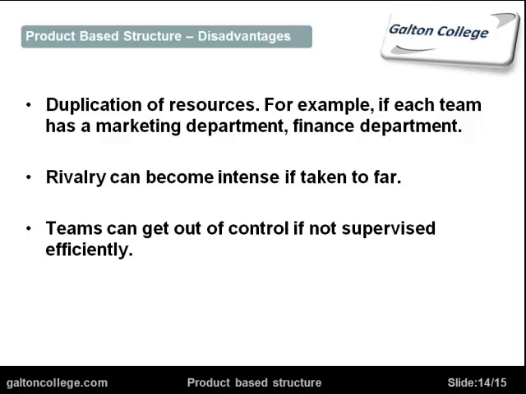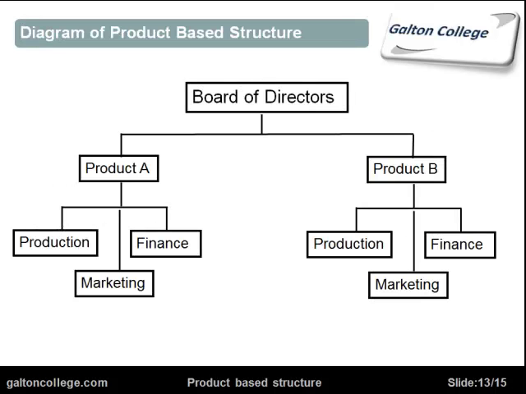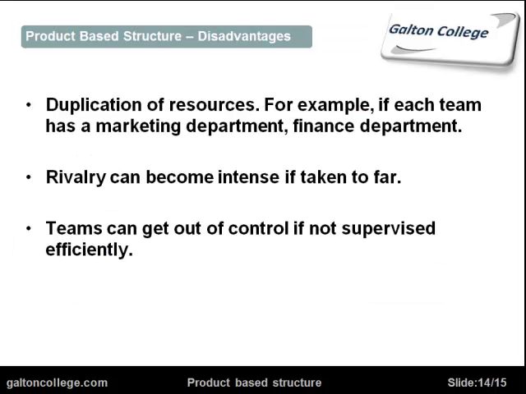Well, the disadvantages are there's a duplication of the resources. Product A has got production, so has product B. Product A has finance, so has B. Product A has marketing, so has B, and so on. So there is a duplication of resources. Each team has a marketing department. Perhaps there may be an element of overkill involved in that, and more efficiency could be sought in that context.